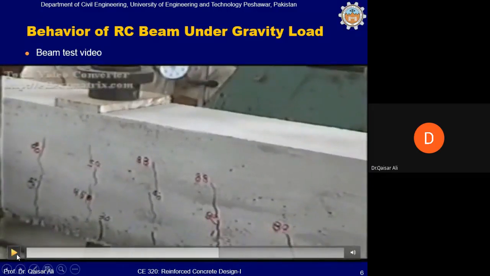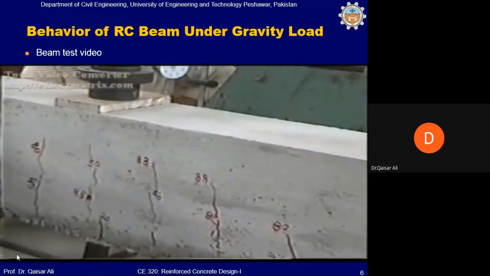One thing that you should note down is that even after the appearance of a number of cracks, the beam is still there. It has not collapsed, and it is still capable of taking more and more load. We should note that with the appearance of one or two cracks, the beam is not going to collapse. It can take more load, and still the beam can be repaired afterwards.